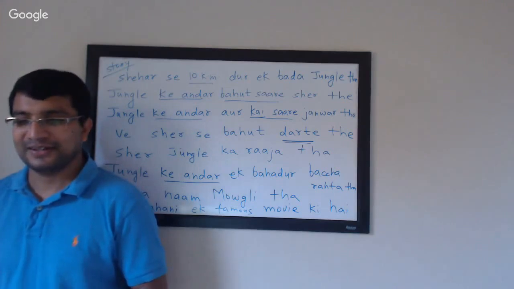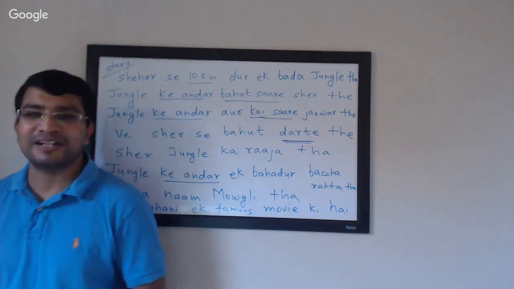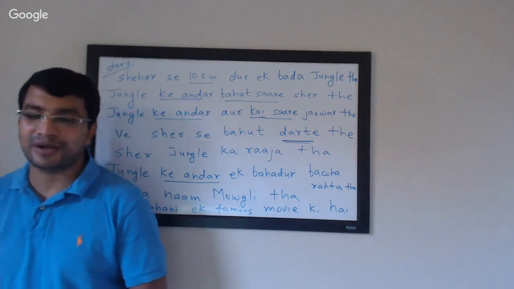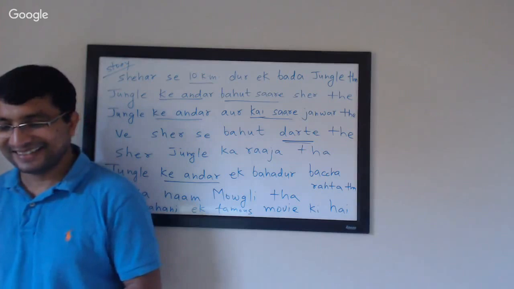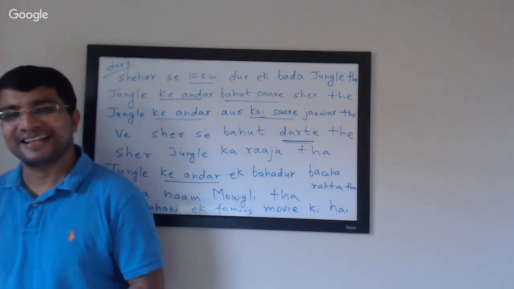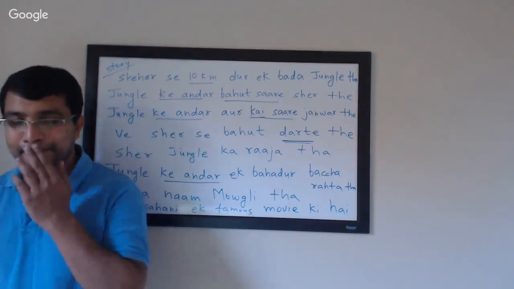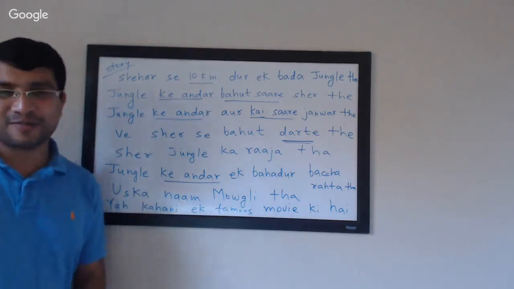Ek mor ghar ke bahar hai. A peacock is outside the house. Pretty good. Ek sher ghar ke bahar hai. Okay. A lion is outside the house.